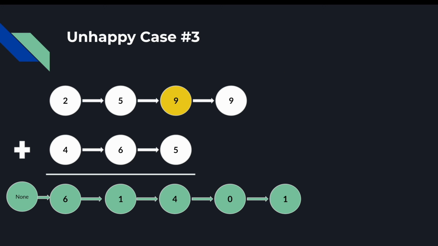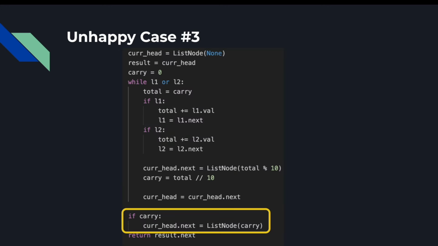Luckily, to handle this case, we just need to add 2 more lines of code. At the end of our loop, we just need to check if the carry is larger than 0. If so, we create one more node with ListNode(carry). This problem is mostly an implementation challenge, not so much a conceptual challenge.